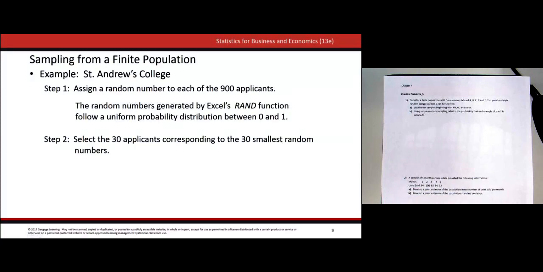Using Excel's RAND function, you can generate random numbers and sort them. Then you can select the applicants corresponding to either the 30 smallest random numbers or the 30 largest random numbers.